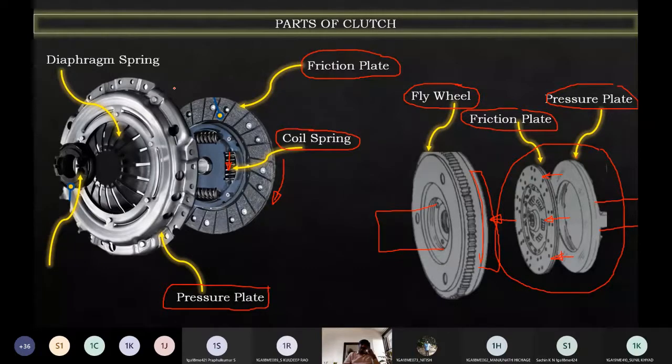To disengage, there is something called the diaphragm spring. There will be something called the diaphragm spring, and there is something called a bearing here. There will be a bearing. This is called a bearing. Now, what exactly happens here?